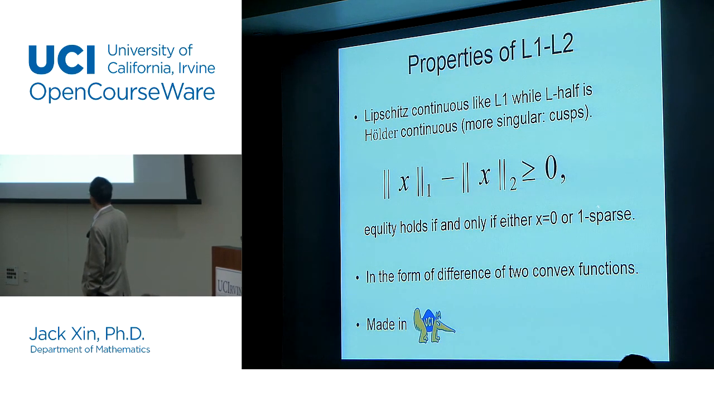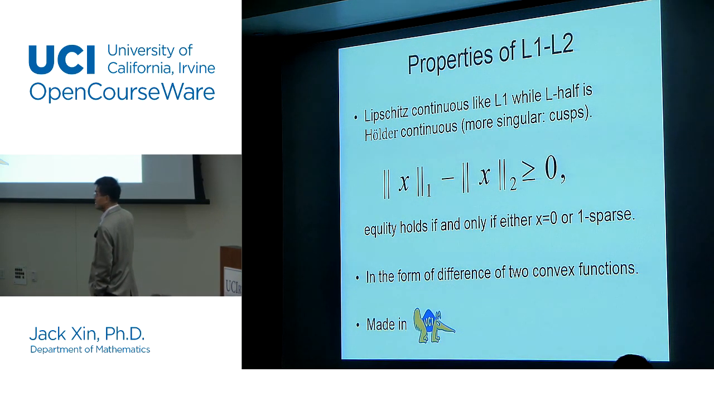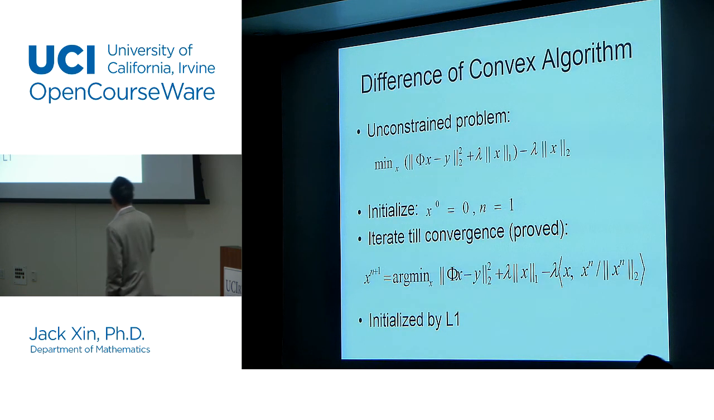So it's very sharp. If it's 1 sparse, then think of this as energy. Then the ground state energy corresponds to the 1 sparse solution. The other thing is, even though it's non-convex, you can write it as a difference of two convex functions, as a special form of non-convex. And then lastly, it's made in UCI. So for that, we'll go with it. Right, so now we're going to solve this non-convex problem.